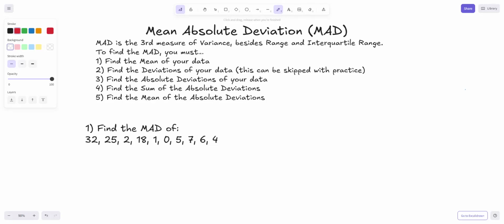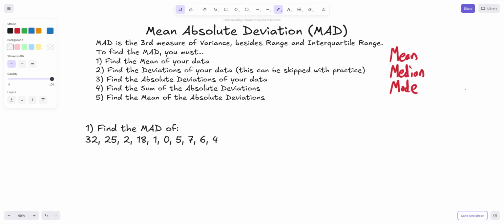This video covers mean absolute deviation. This is the third measure of variance besides range and interquartile range. So at the beginning of this unit, we talked about the three measures of central tendency, which were the mean, the median, and the mode. And then we talked about the three measures of variance, well, two measures of variance, right?